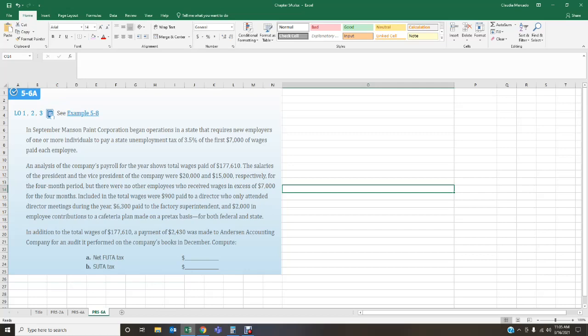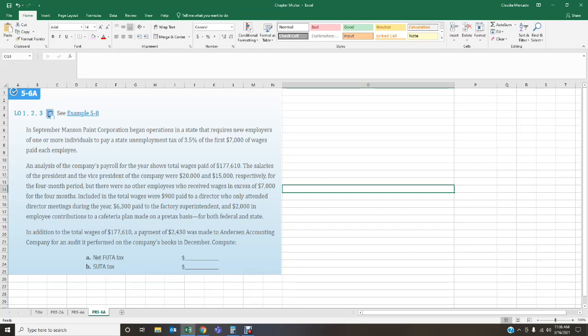It says there were no other employees who received wages in excess of $7,000 except for the president and the vice president. Included in the total wages were $900 paid to a director who only attended director meetings during the year, $6,300 paid to the factory superintendent, and $2,000 in employee contributions to a cafeteria plan made on a pre-tax basis for both federal and state. In addition to the wages of $177,610, a payment of $2,430 was made to Anderson Accounting Company for an audit it performed on the company's books in December. We are being asked to compute the FUTA and SUTA tax.